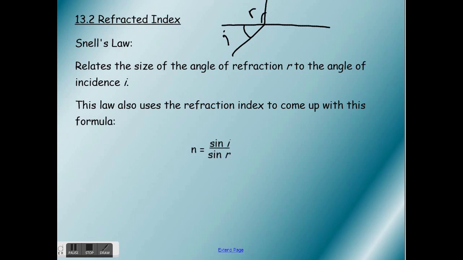So n equals sine of I divided by the sine of R. n being your refractive index, I being the angle of incidence, and R being the angle of refraction. So if you know your refractive index and you know the angle of incidence, let's say, you can find the angle of refraction. So you can see exactly how far the light will bend when it hits the other material. That is Snell's law.